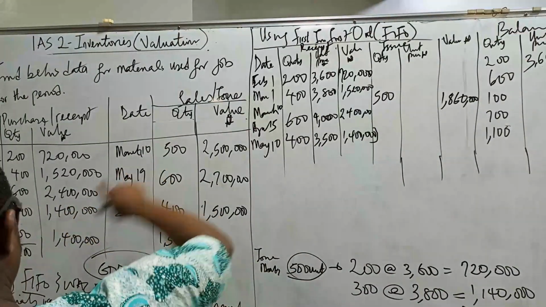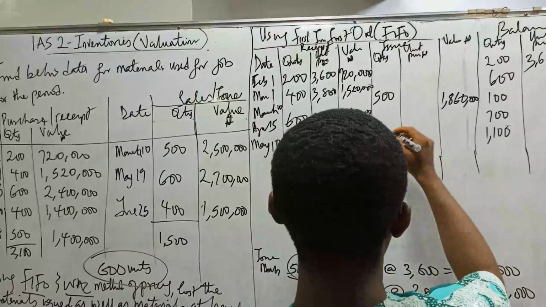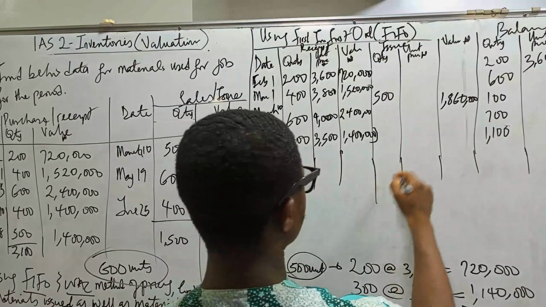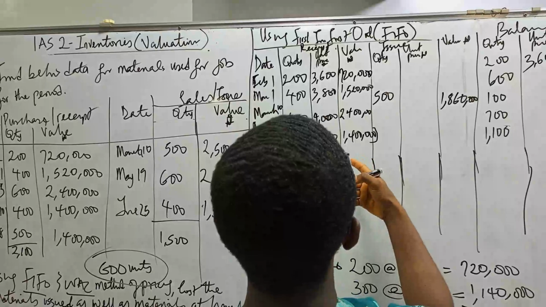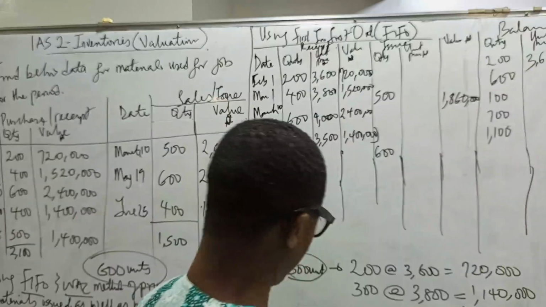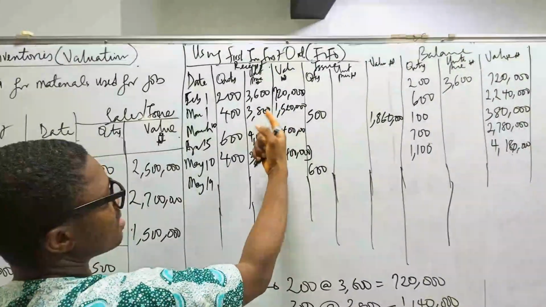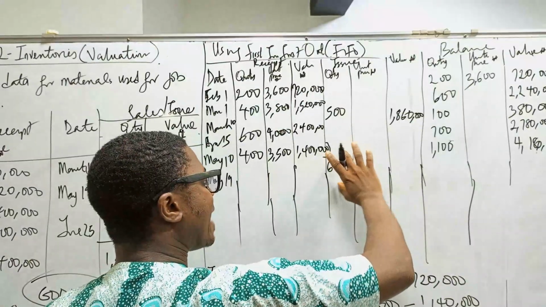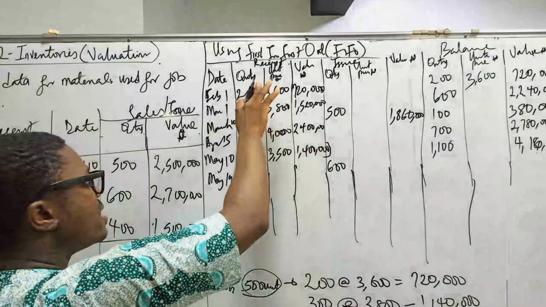So we go to our question again. Between May 10 and June 8, there was an issue. And what was the issue? 600 units was issued on the 19th of May. Now we go back. Remember that as at the last issue, we still had 100 units remaining under this batch. So before we issue these 600 units, we first of all exhaust the 100 units we have remaining here.